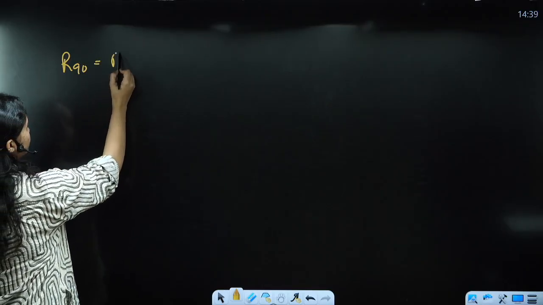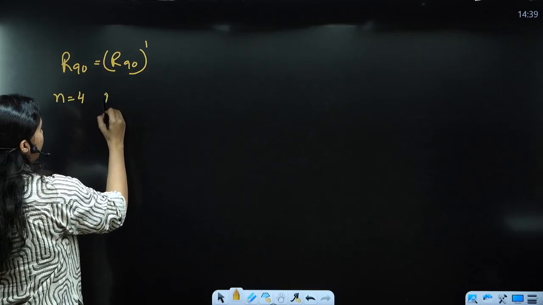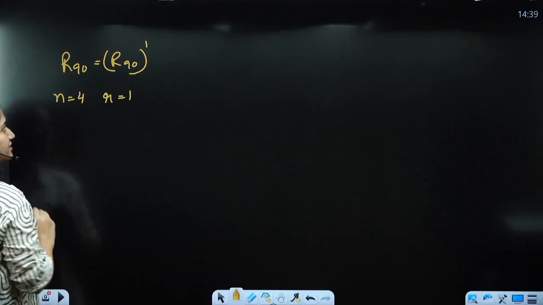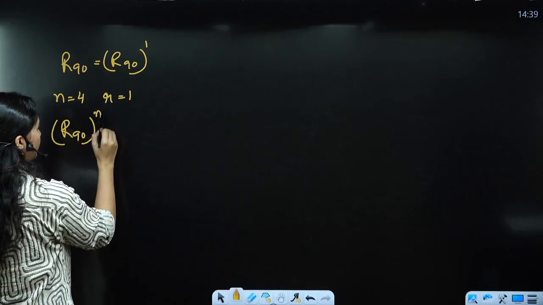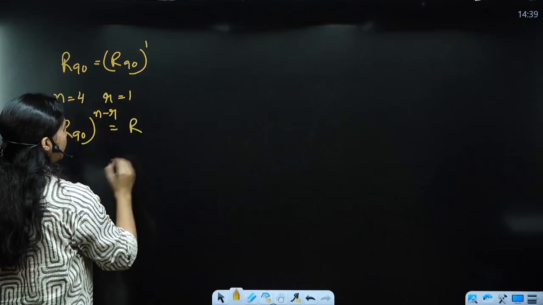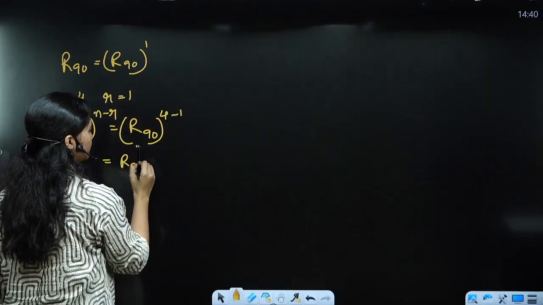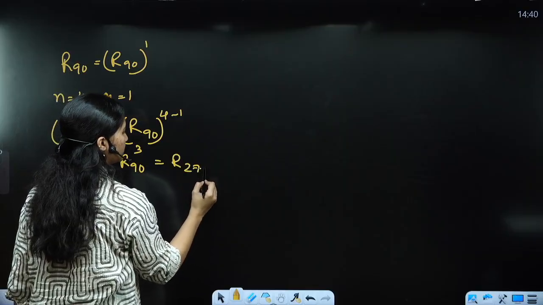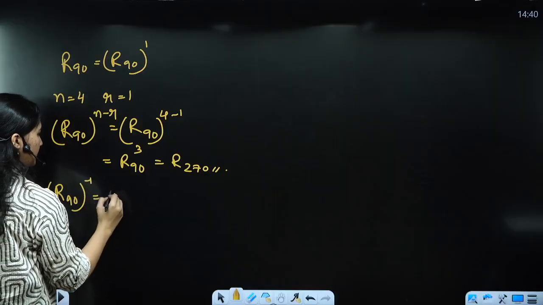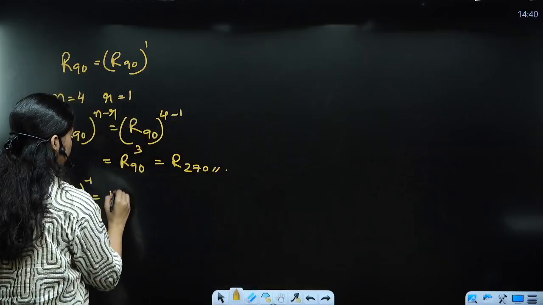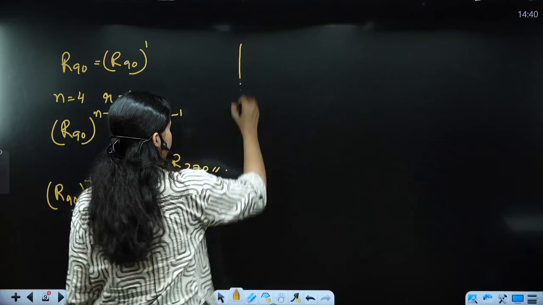Now R90 equals R90 raised to the power 1. So n equals 4 and R equals 1. So what is the inverse of R90 going to be? It is going to be of the form R90 raised to the power n minus R. So this is R90 raised to the power 4 minus 1, that is R90 raised to the power 3, that is nothing but R270. So inverse of R90 is going to be R270. Clear? Alright.